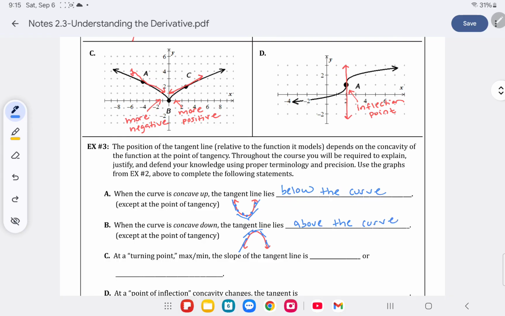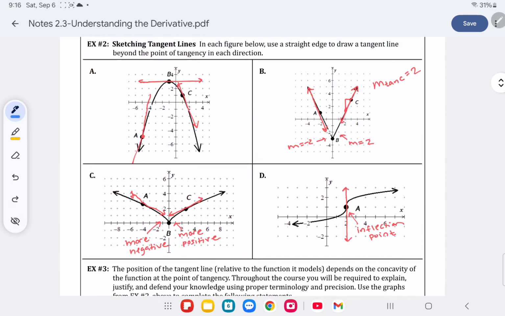At a turning point, or a maximum or minimum of a graph, the slope of the tangent line is 0, or a horizontal line. We can see that in box A, letter B. We went from increasing to decreasing, and where it switched from increasing to decreasing, we have a horizontal line there. The slopes were approaching 0.